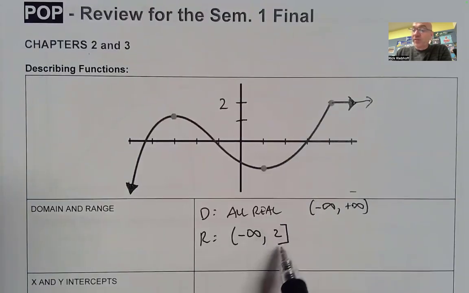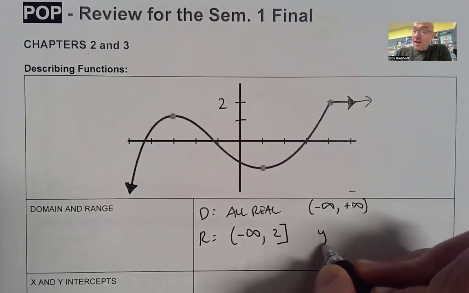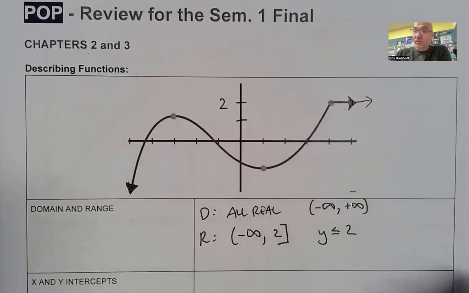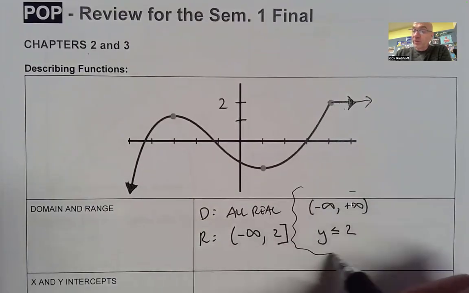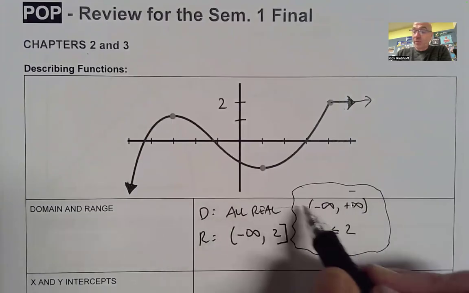If you said, I don't know if it's equal to it or not, and you did that, that'd be fine. You could also write y is less than or equal to 2, right? Y values less than or equal to 2 are the ones involved. So either one is fine, right? You could do whatever you want there.